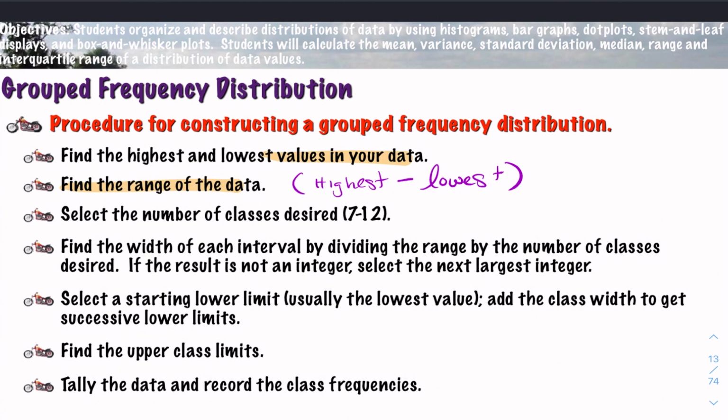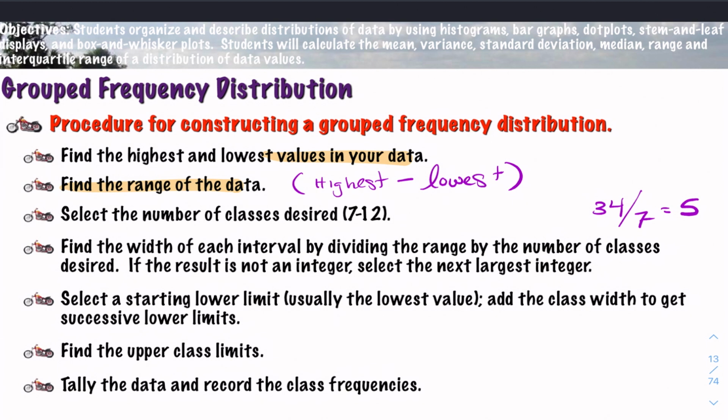So if our range was 35 and we wanted to have 7 classes, we would do 35 divided by 7, which would give us 5. If the result is not an integer, select the next largest interval. So if instead our range was 34, for instance, 34 divided by 7 is 4.8. And then what we can do is simply round up to the nearest integer.